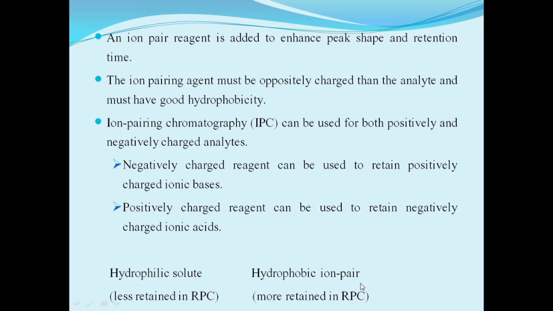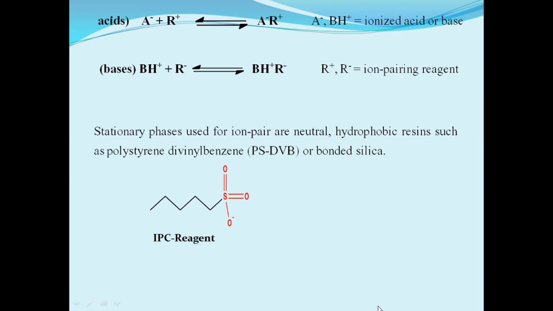Hydrophobic ion pairs are more retained in reverse phase chromatography. Here, for acids, A minus plus R plus gives A minus R plus. This R plus is the ion pairing reagent, and A minus is the ionized acid. And in this reaction, BH plus, a positively charged reagent, can be used to retain a negatively charged analyte, that is BH plus R minus.